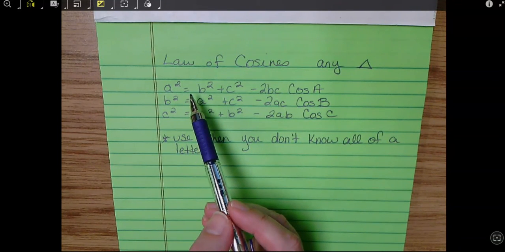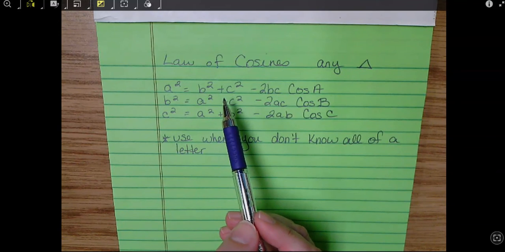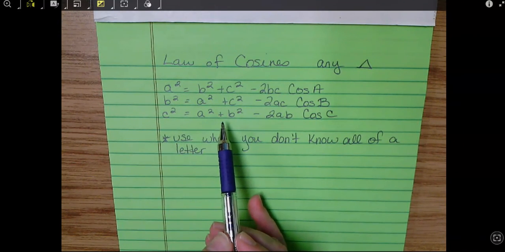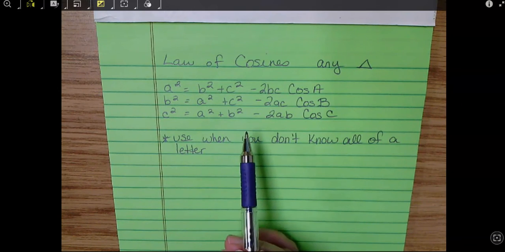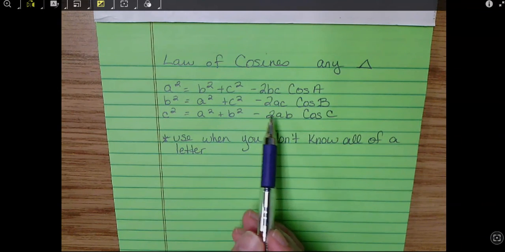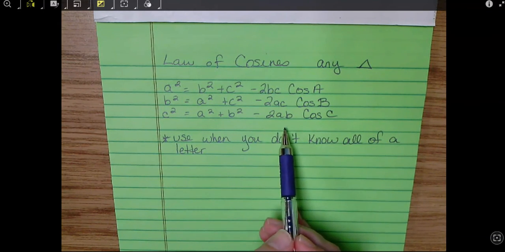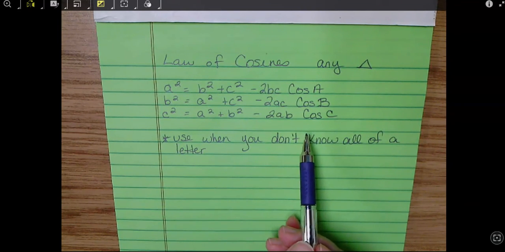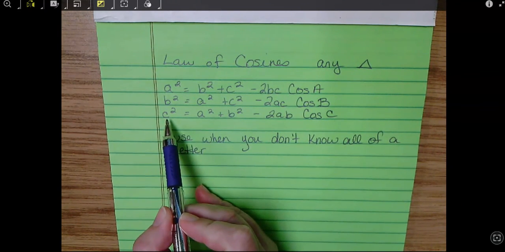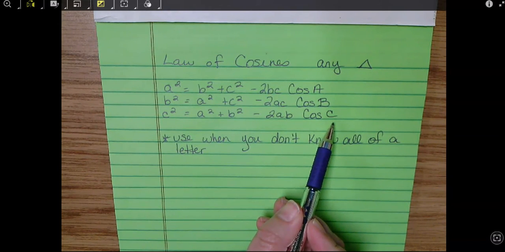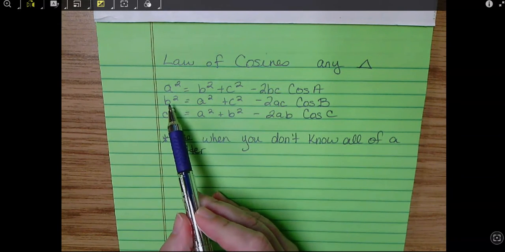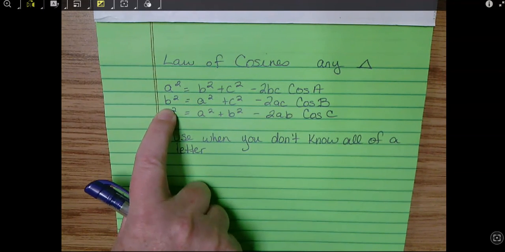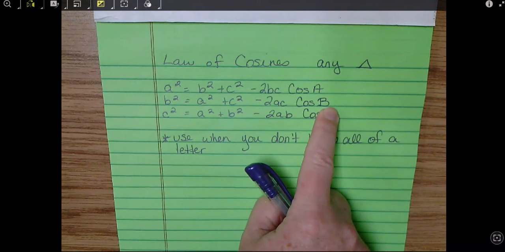It's a squared equals b squared plus c squared. It's almost exactly like the Pythagorean theorem, especially here, c squared equals a squared plus b squared. But then we have the extra stuff: minus 2ab cosine C. I want you to notice that little c and big C start and end together. No matter which little side we have, it ends with its angle. Okay?